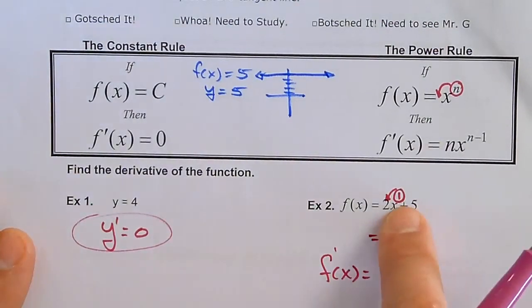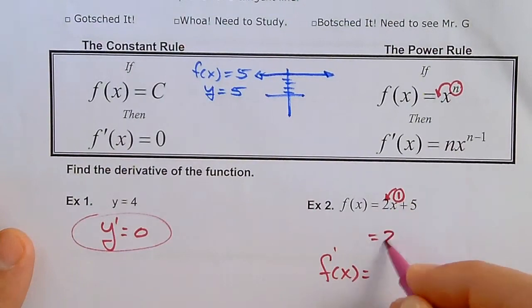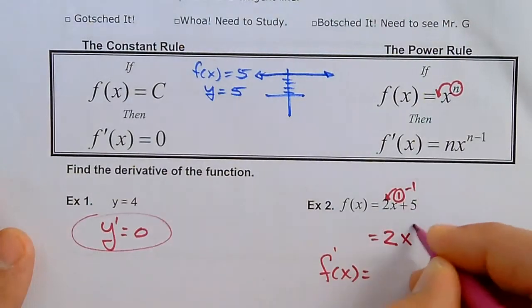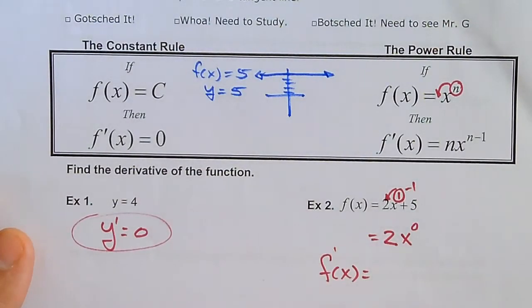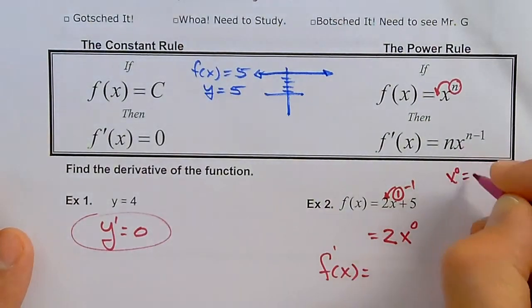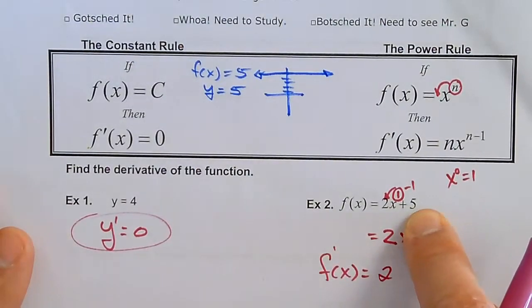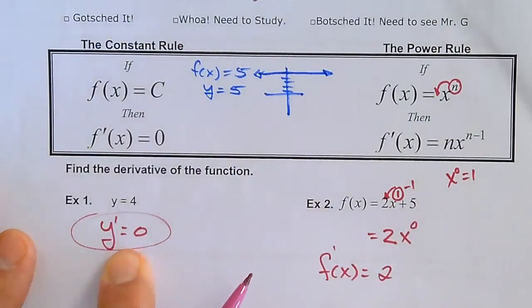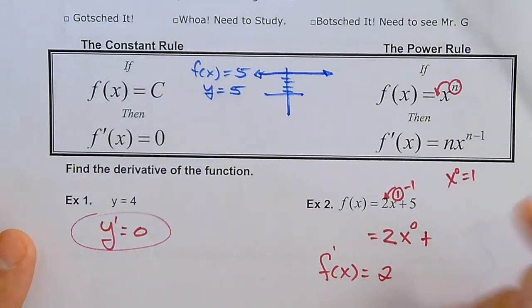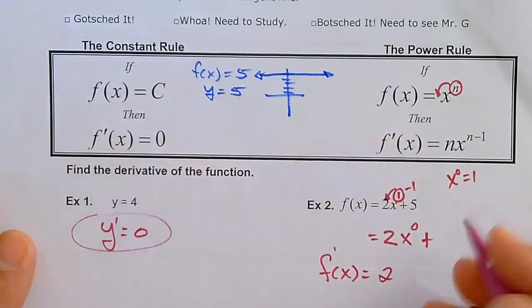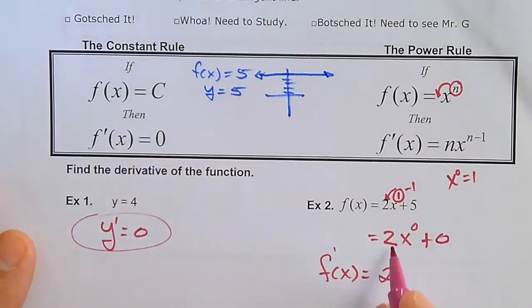So power comes down. I have 1 times 2 is 2. And then I subtract 1 from the top. So 1 minus 1 is 0. Well, what is x to the 0 power? That's 1. And then 2 times 1 is 2. And then we move to the 5. What's the derivative of 5? The derivative of any constant is 0. So we end up with 2 times 1 plus 0 is just 2.